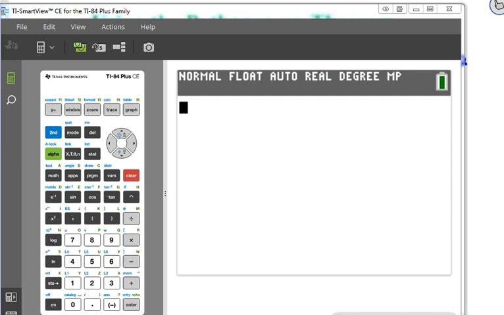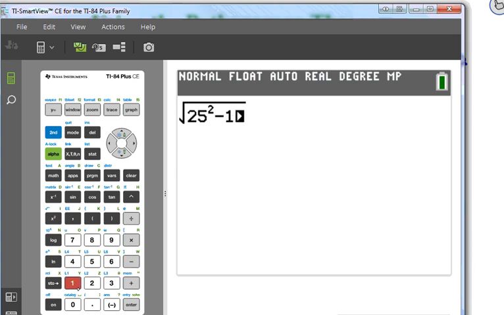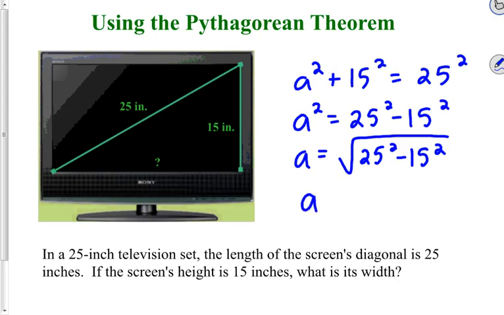We can bring up the trusty old calculator. Square root of 25 squared minus 15 squared equals 20. So we know that A equals 20, and in this case, that was, let's use some green again on this TV screen, that was the width of the television, 20 inches.